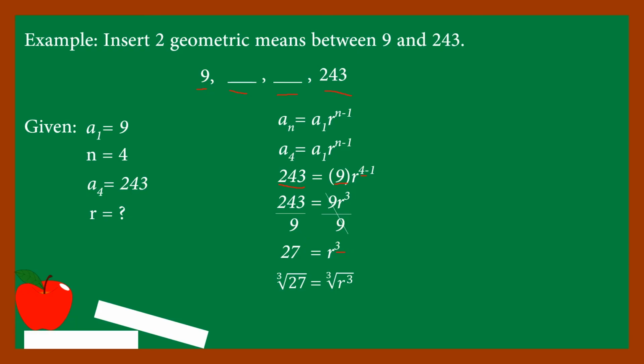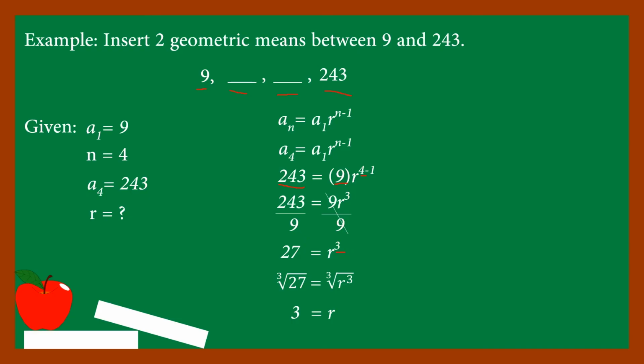Okay, so what is the cube root of 27? So, when we say cube root, ibig sabihin nito, we're going to look for a number na pag i-multiply natin sa kanyang sarili 3 times, the answer will become 27. And what is that number? That is equal to 3. So, ang cube root ng 27 ay 3, at ang cube root naman ng r cubed is equal to r.